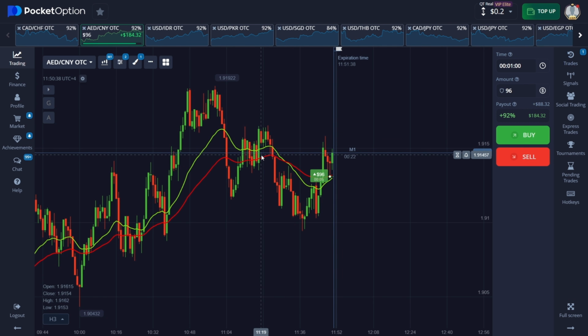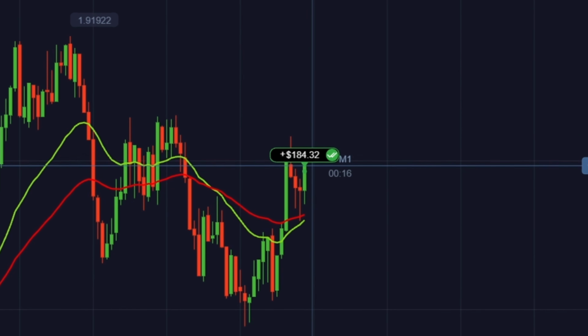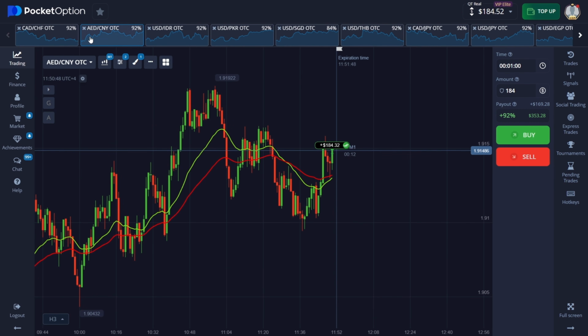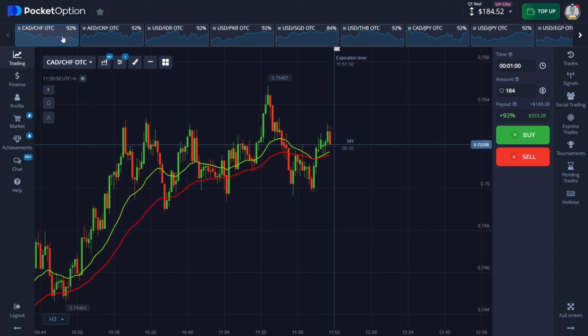With only a few seconds left, I won another trade. Now, my balance has turned into $184. Let's find a trade for $184 on currency pairs. On CAD CHF, we have a trade.